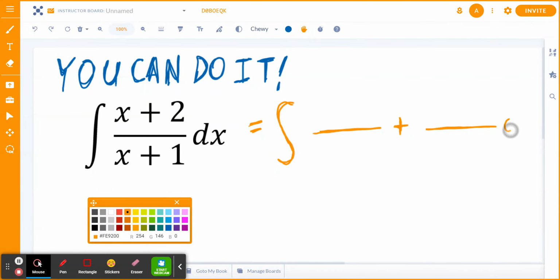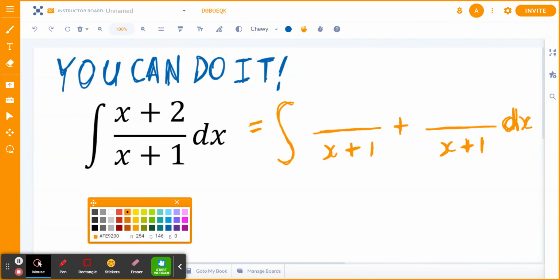Step number one. When I think about this function here, (x + 2) divided by (x + 1), the first step is to look at the denominator and recognize you can break this into two different parts. So in terms of the denominator, I just keep it as x + 1.